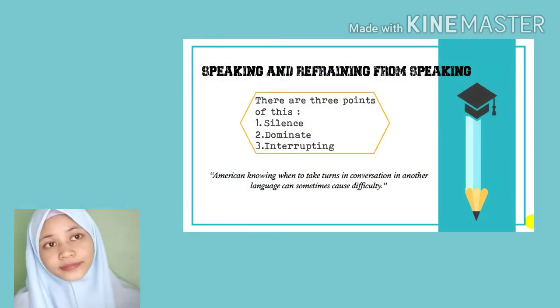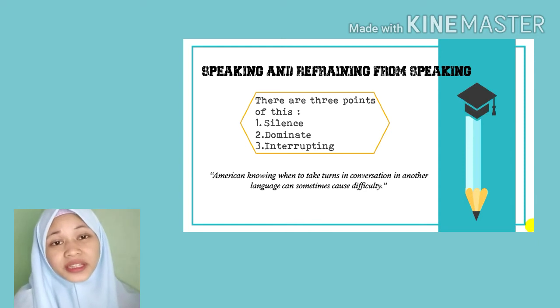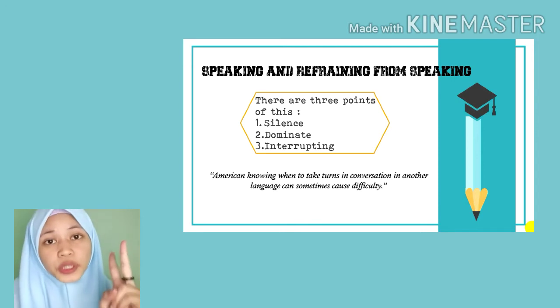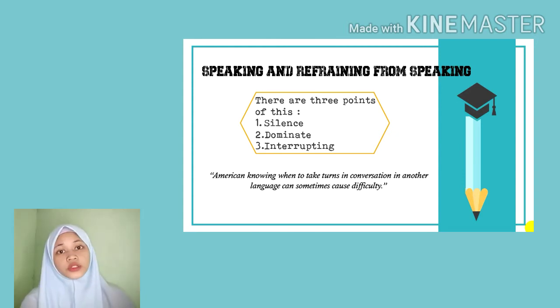In this part, I would like to tell you about speaking and refraining from speaking. There are 3 points about this. The first is silence, the second is dominating, and the third is interrupting. The first is silence. During a group conversation, it is not good when you just stay silent, or when you just talk actively in one conversation. You have to know when to be silent and when to give a response.